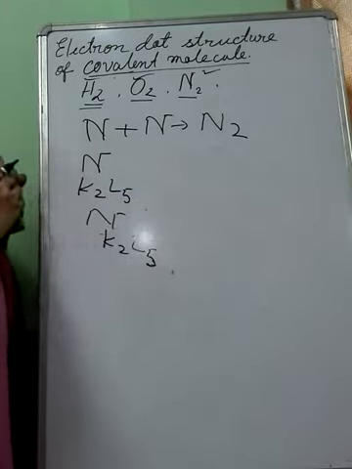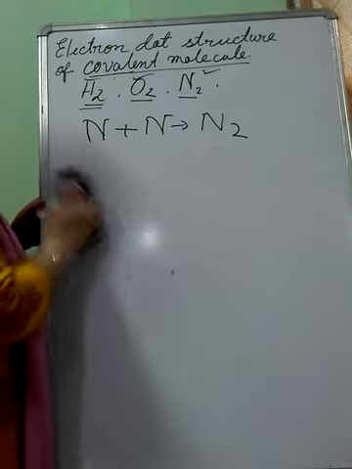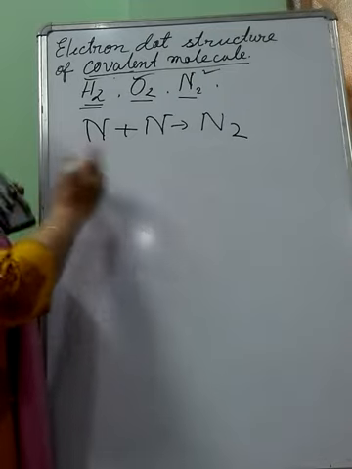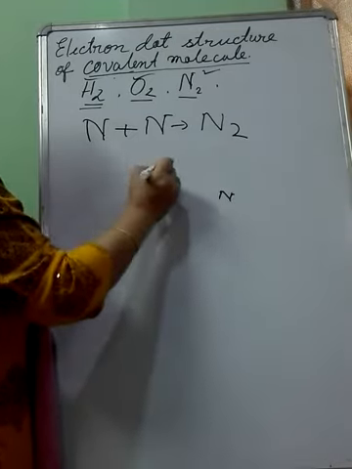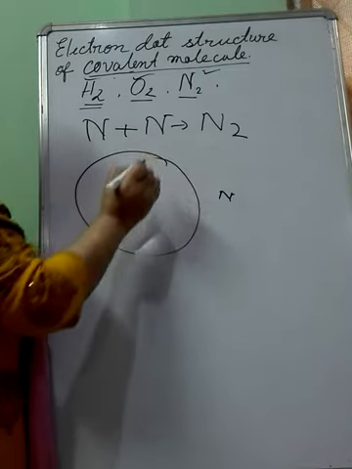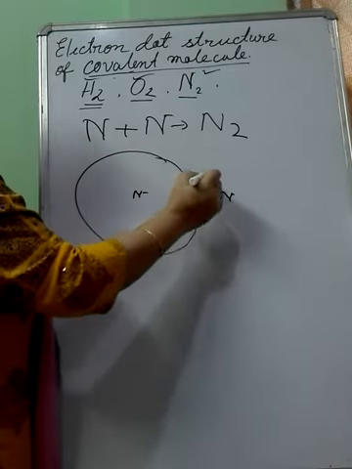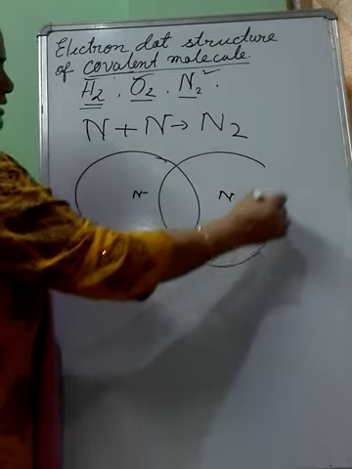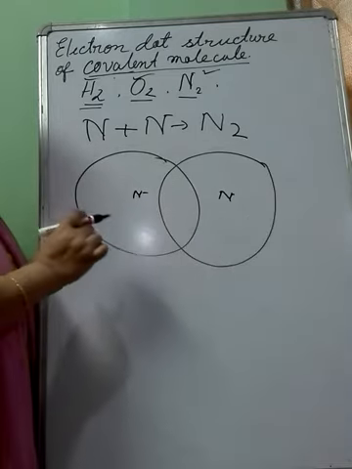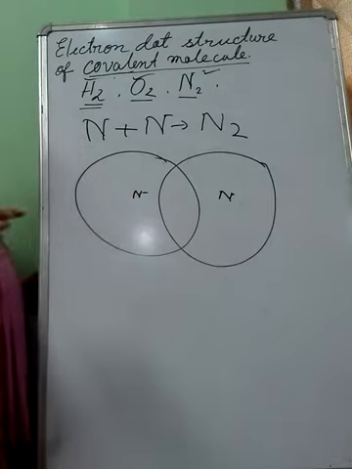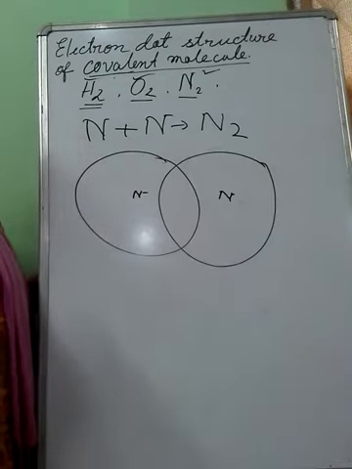Now I'm drawing the dot structure for it. How to draw the dot structure? This is one nitrogen. This is another nitrogen. For this nitrogen I am drawing a circle. For this nitrogen also I am drawing a circle in such a way that this is the overlapping region. Thus 2 circles overlap on each other, and in the overlapping region I will give the shared pair of electron.